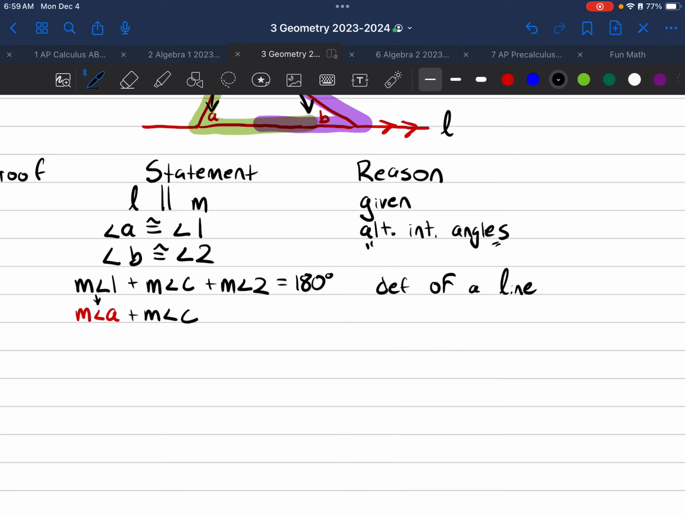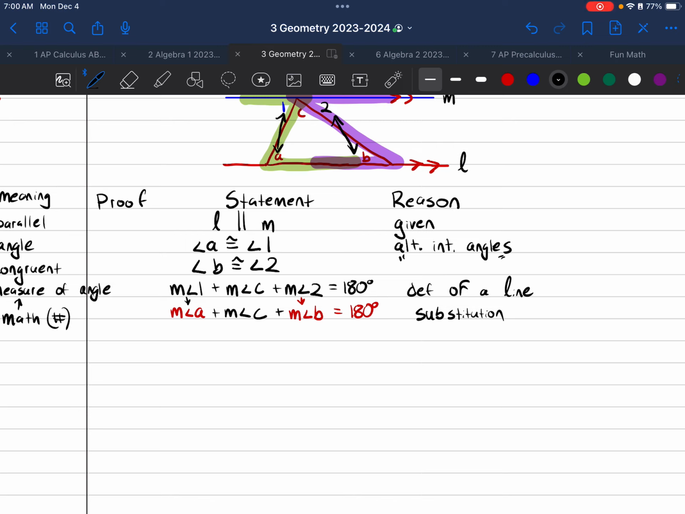And I'm going to add, okay, guess what measure of angle 2 is going to turn into? Well, 2 and B are the same thing, so I'm going to say that this is the measure of angle B. And that's going to be equal to 180 degrees. And why were we able to do this? This was substitution. I'm running a little bit too close to each other. Substitution. And I'm done. Whenever you finish a proof, you're allowed to say quod erat demonstrandum.